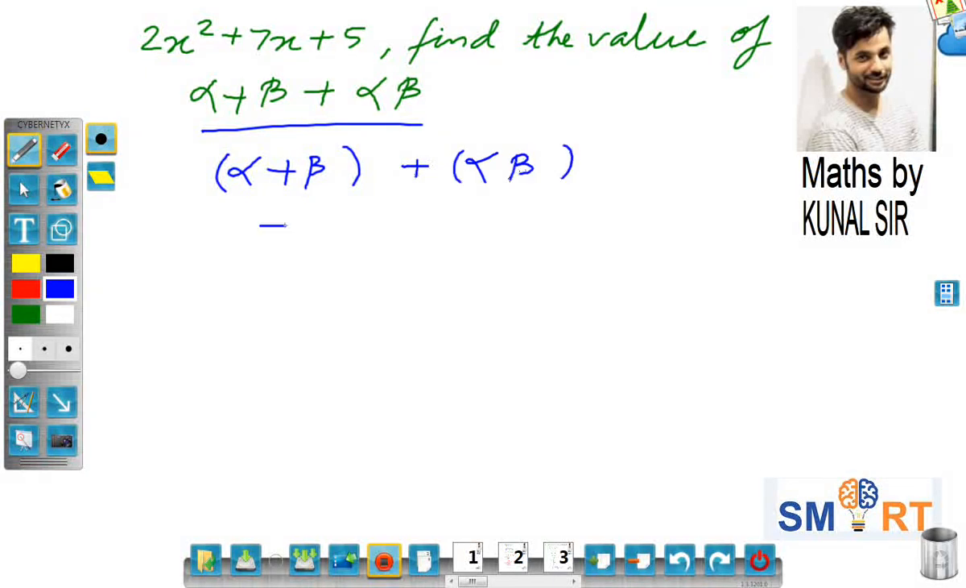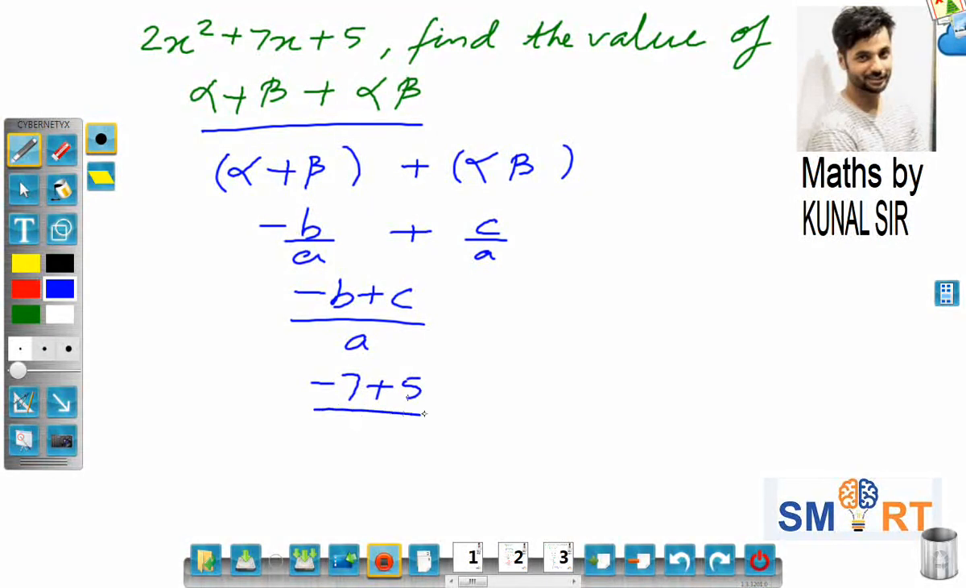What is alpha plus beta? Minus b upon a. And what is alpha beta? C upon a. That means minus b plus c upon a. Let's put the values. How much is b? 7, so minus 7 plus c, that is 5, upon a, that is 2, that gives me minus 2 upon 2, or the answer is minus 1. I hope this makes it clear.